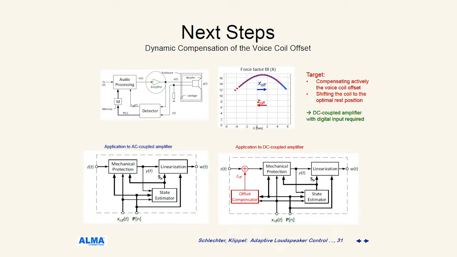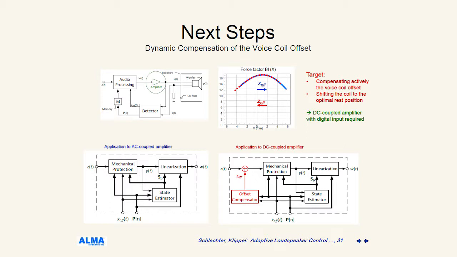Now just a short outline of next steps which can be applied. So if we have an AC coupled amplifier here, we cannot do anything against the voice coil offset. All we can do is consider it in our audio processing to generate the right distortions and to adjust the protection system properly.